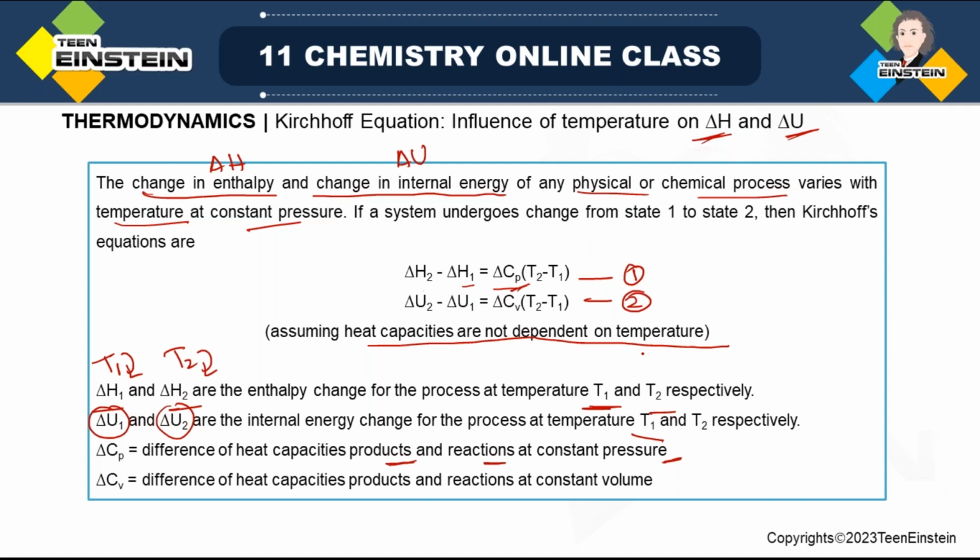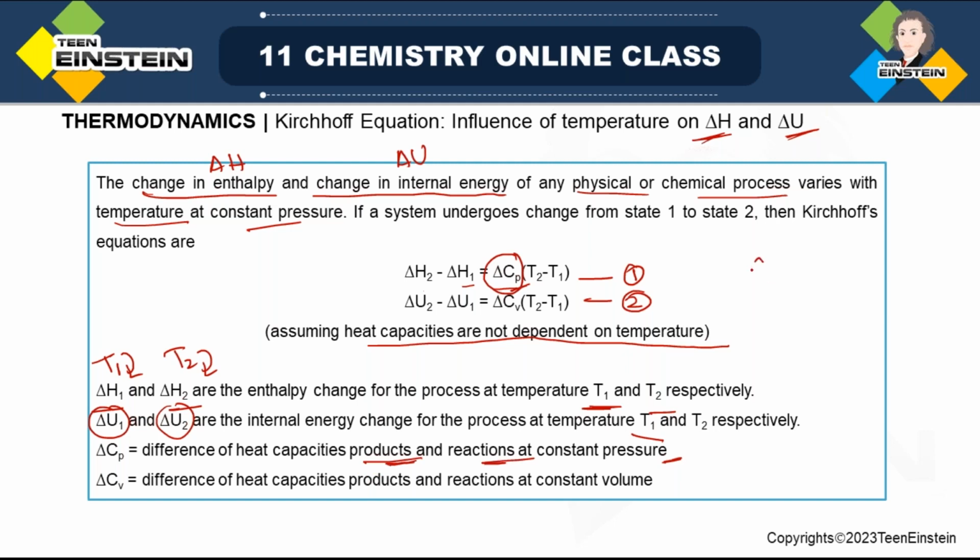Special case means that the difference between T1 and T2 is high. But whatever we are discussing is in simple form. According to our syllabus, this is enough. So when the temperature difference T2 minus T1 is low, under that condition, in that particular temperature range, heat capacity is constant. That means it is not dependent on temperature. So this difference that you are seeing is actually the difference in heat capacities of products and reactants.